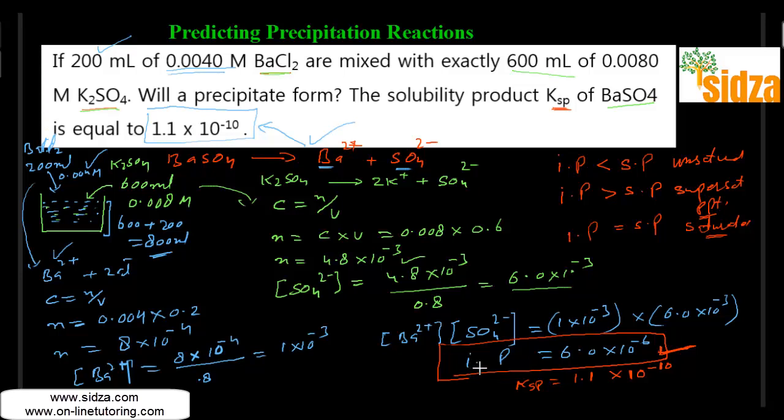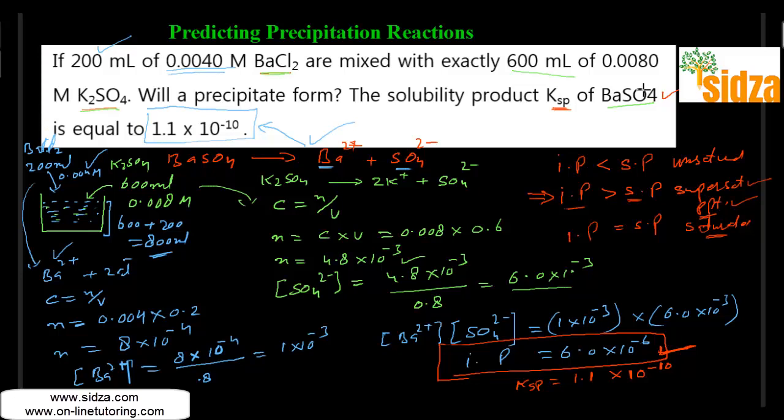Since the ionic product is more than the solubility product, that means this is a supersaturated solution, so precipitation will take place. So when you mix 200 mLs of 0.004 molar barium chloride with 600 mLs of 0.008 molar potassium sulfate, precipitation of the barium sulfate will take place. Some of the barium sulfate will come out in the form of a precipitate, right?